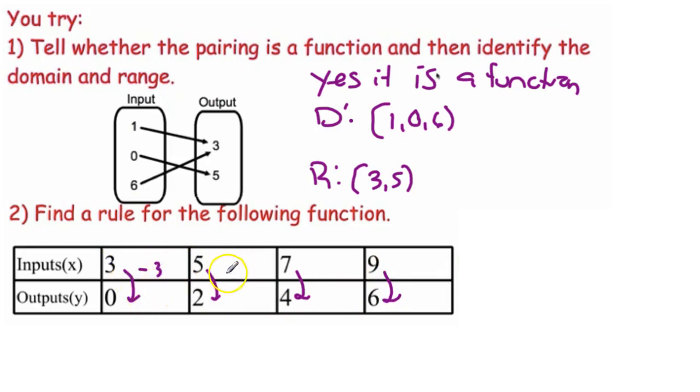3 minus 3 is 0. 5 minus 3 is 2. 7 minus 3 is 4. 9 minus 3 is 6. So the output y equals the input x minus 3.